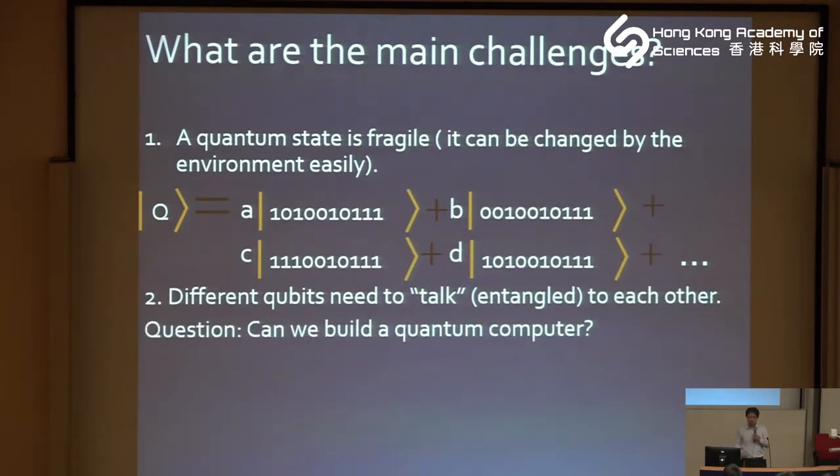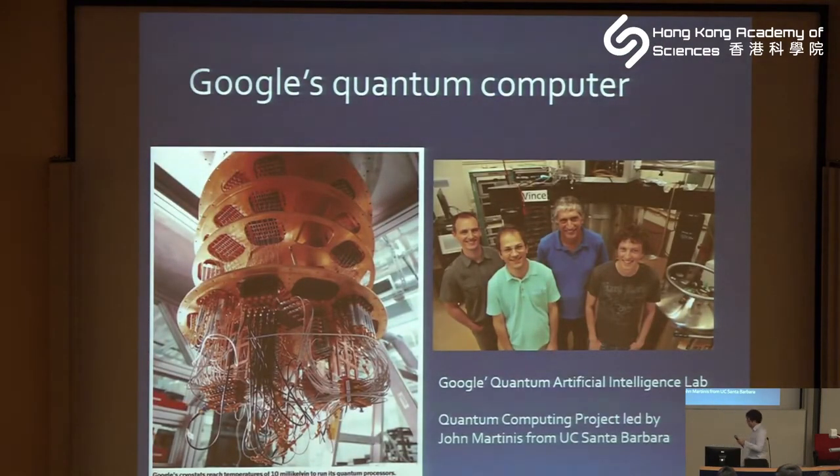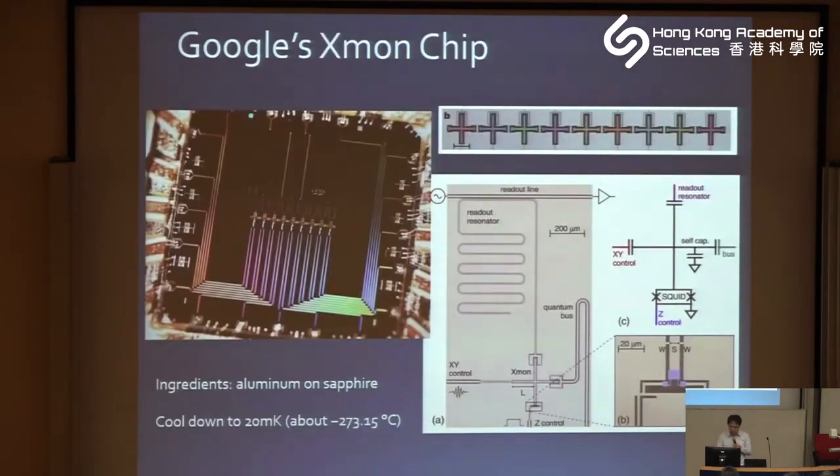And the question is, can we build quantum computers really, because of these two major challenges? And you can. You can build, and people are building them. As I mentioned in the beginning, there are some companies like Google. They are building quantum computers. For example, this is Google's quantum artificial intelligence lab, led by a physicist. And this is the machine. And this is the chip, the quantum computing chip that they made.